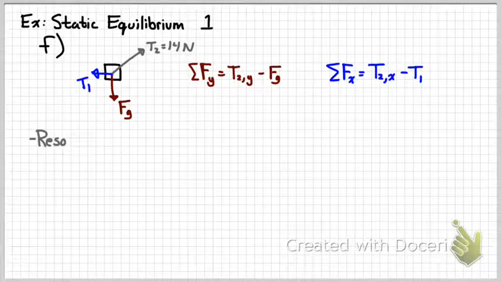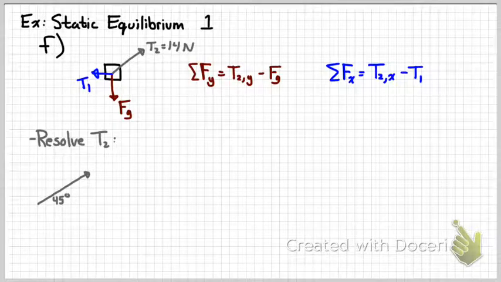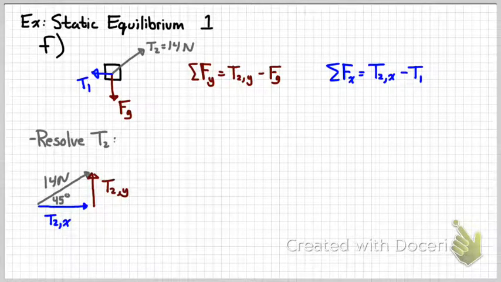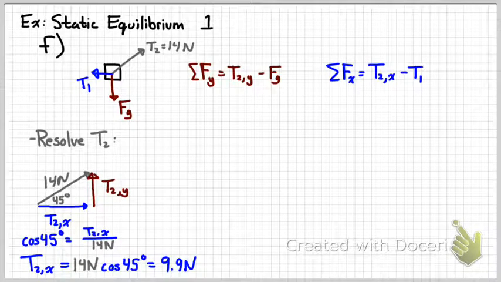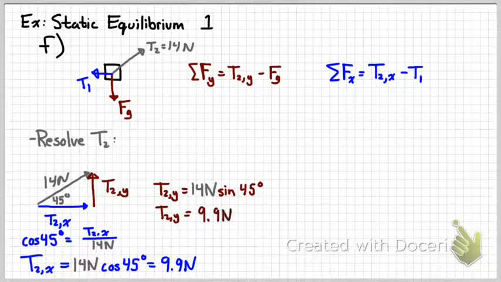So since I have something at an angle, I need to resolve that vector into its two components. So it might look something like this: T2x in blue, T2y in brown. I'm going to use the cosine to find T2x, since T2x is the adjacent side. And so when you solve that for T2x, we would get 14 cosine 45 degrees, which is 9.9 newtons. Now, since this is a 45-45 right triangle, I know that the two sides should be the same, but if I didn't, then I would use the sine to figure out what T2y is.